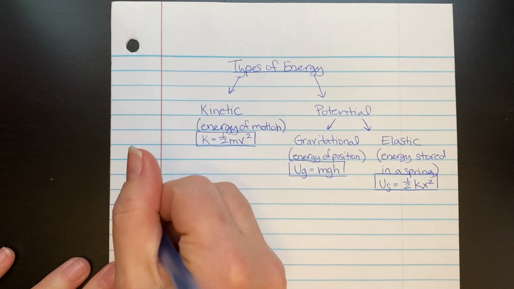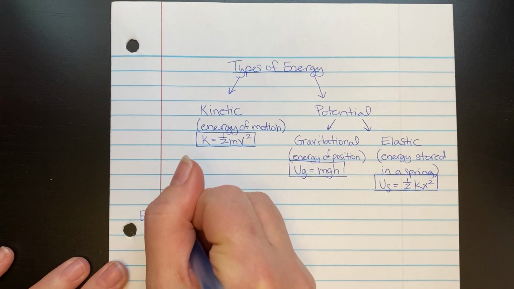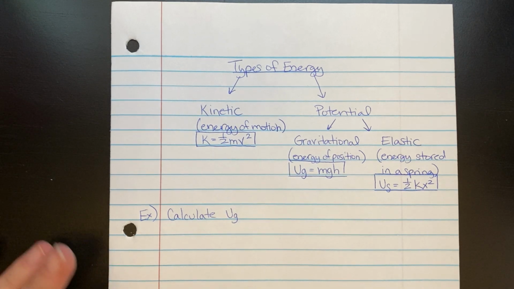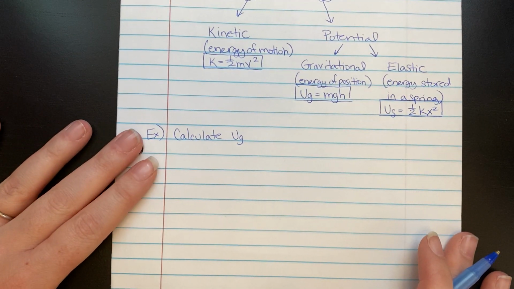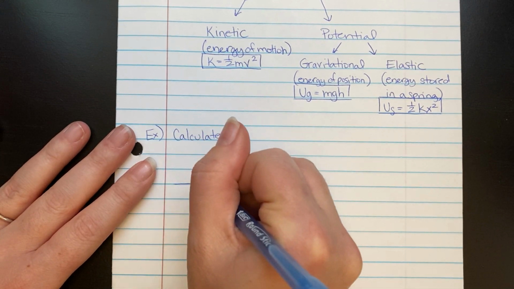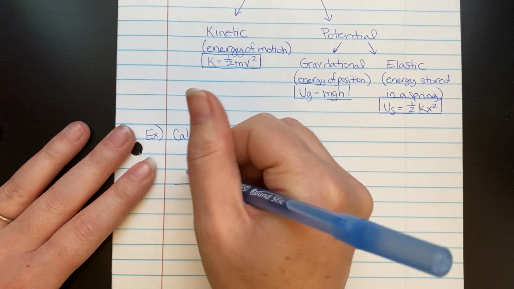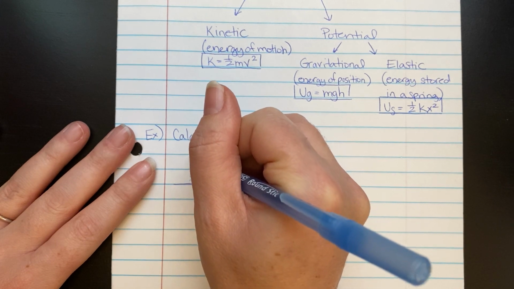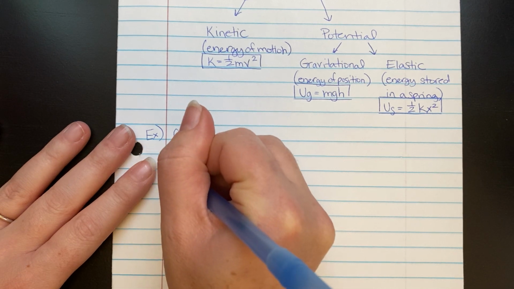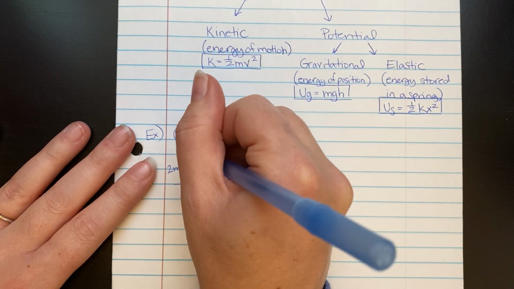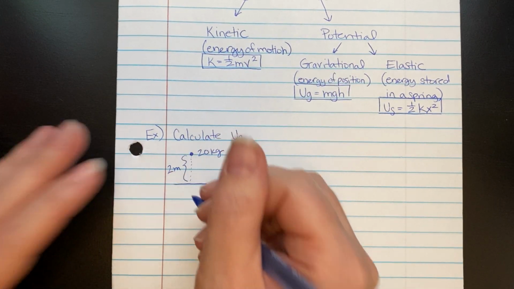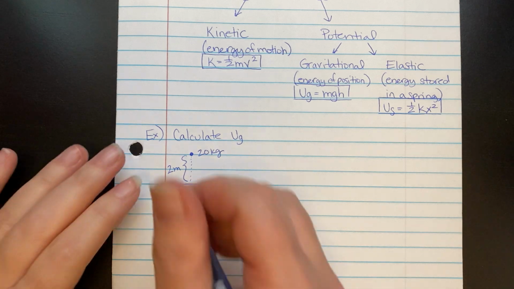Quick example here. Let's calculate UG. We're going to do this a couple of different ways. If this is my starting position, I am going to raise a ball to this position here. I'm going to tell you that the height here is 2 meters, and let's say the mass of the ball is 20 kilograms. My question to you is, what is the UG?